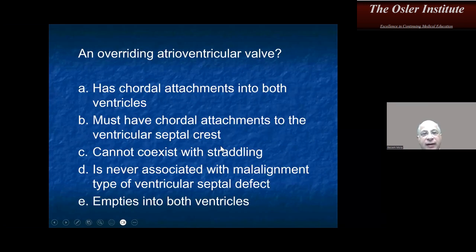All right, an overriding AV valve. An overriding AV valve, what does that mean? So again, we'll give you about 15 seconds to go over them, and then we'll go over the answers before we start the presentations.